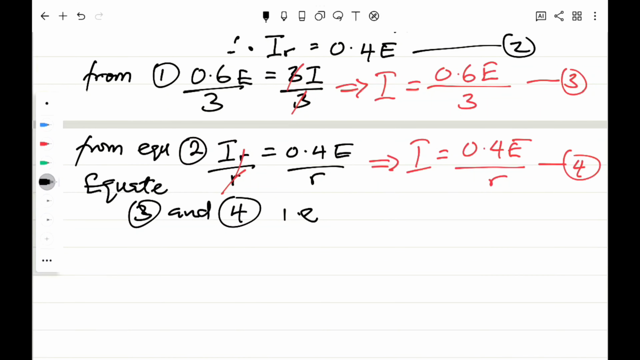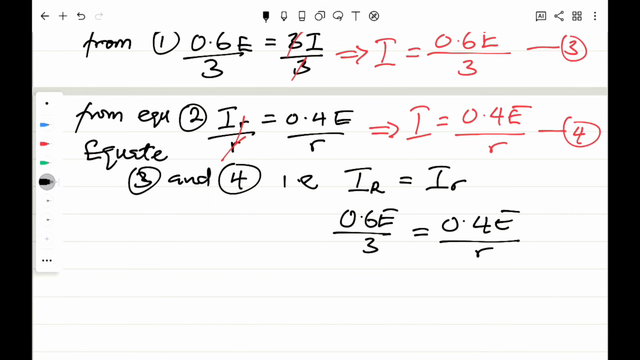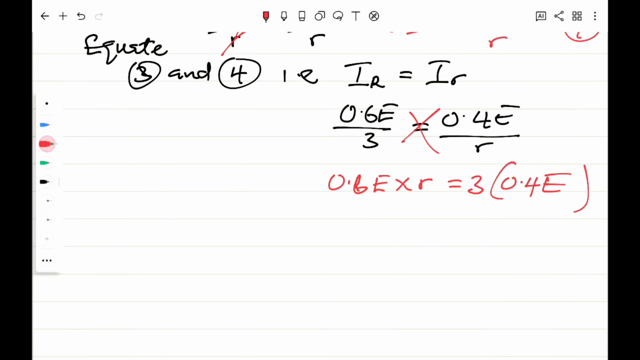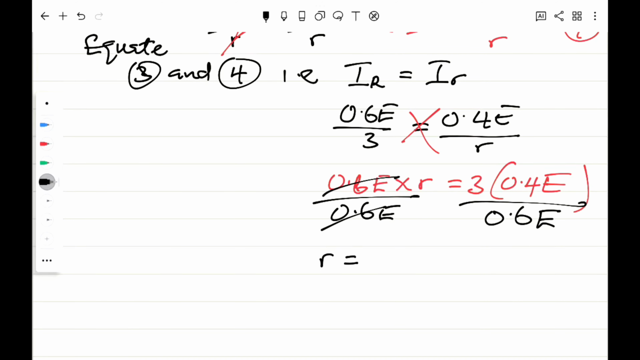So 3 and 4, let's write it properly now. 0.6E over 3 is equal to 0.4E over r. Cross multiply, so that you have 0.6E multiplied by r is equal to 3 into 0.4E. Then divide through by 0.6E, so that 0.6E cancels out. r is equal to 3 times 0.4E over 0.6E.